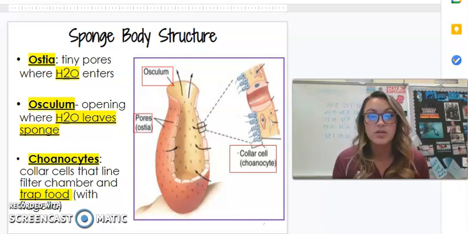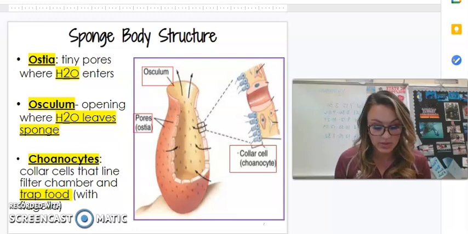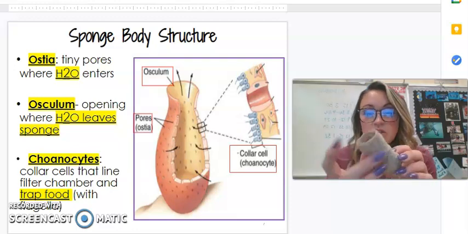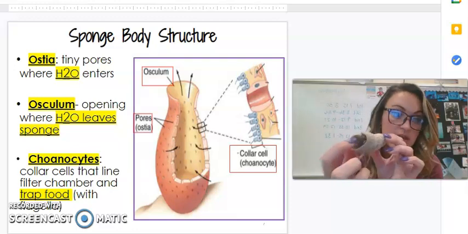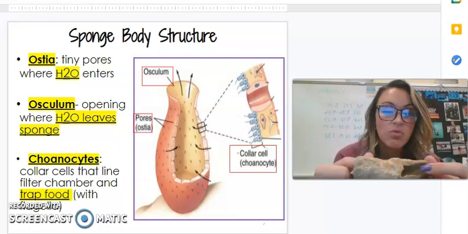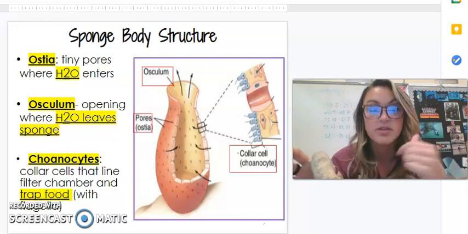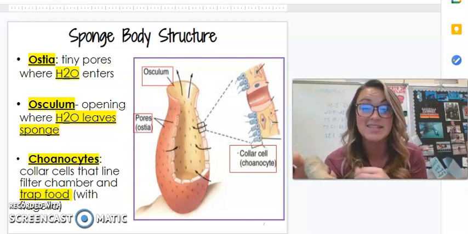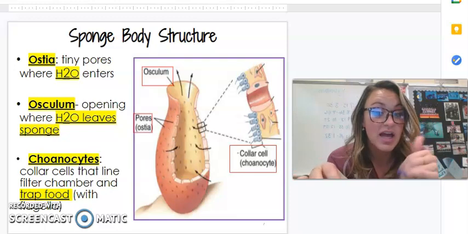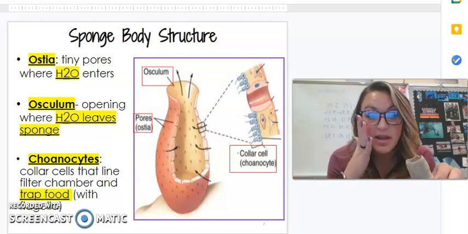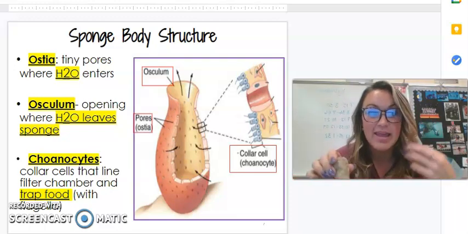All right, choanocytes are another term that you are going to need to know, and this is what lines the inside of the sponge. So if we were to take a microscope and look at the internal structure of this sponge, we would see that there are tons and tons of little things called collar cells. Collar cells basically just line the inside of it. So these collar cells line the inside of that filter chamber, and they trap food using a flagella.